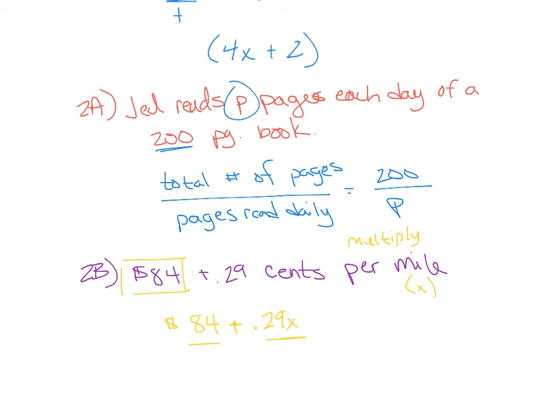And if you went 100 miles in that car, you could replace X with 100 and then solve it out. So you would have 0.29 times 100, and then you would get 84 plus 29, and it would equal $113 for the day, if you drove that many miles a day. So this is our equation here that we would use. That would be oh so helpful.